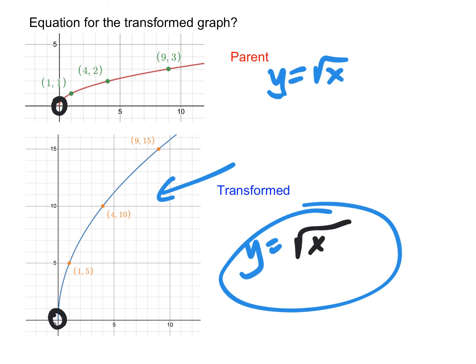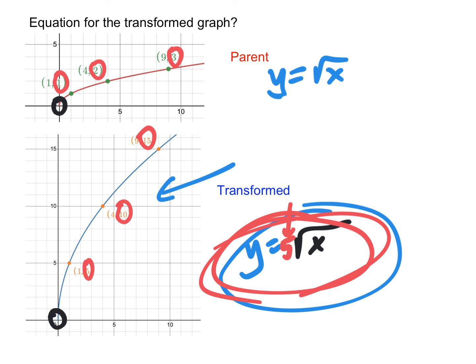And so there's a number on the outside, and I'm hoping that you knew that if you compare these numbers, the 1 and the 5, and the 2 and the 10, and the 3 and the 15, you can see they're all 5 times bigger. There we go. There's our equation.